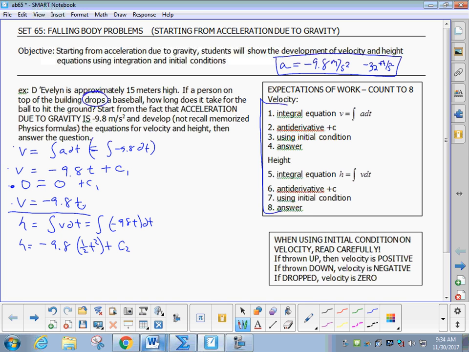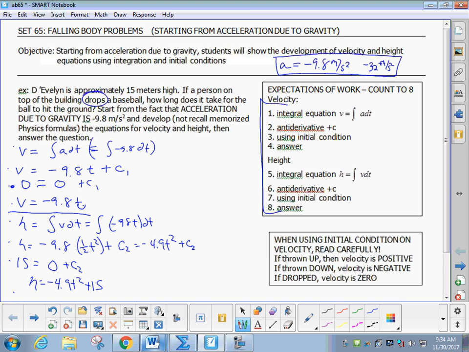Do you have an initial height to use to find it? What is it? At time equals 0, the height is 15. 15 equals 0 plus C2, which tells me C2 is 15. So now my height equation is complete. Height is negative 4.9 t squared plus 15. Again, 1, 2, 3, 4: the integral, the antiderivative, the initial condition, and your answer.